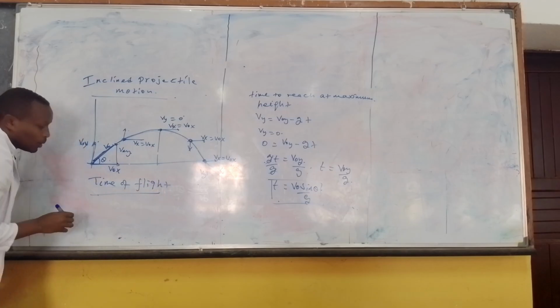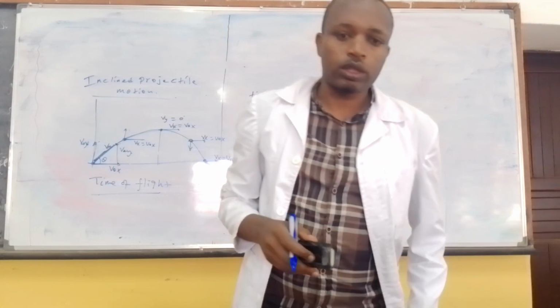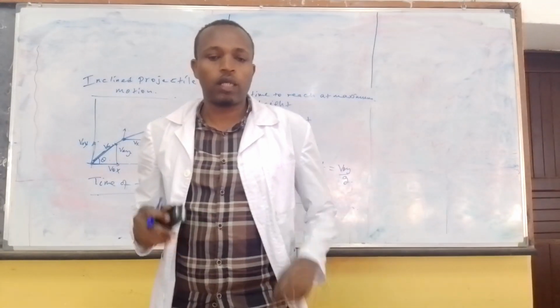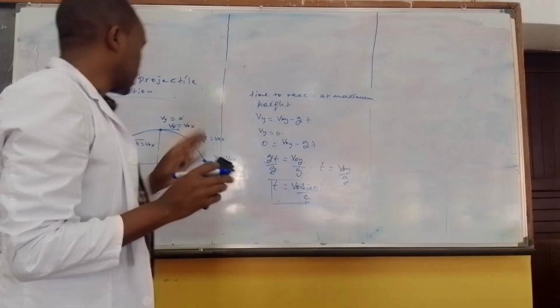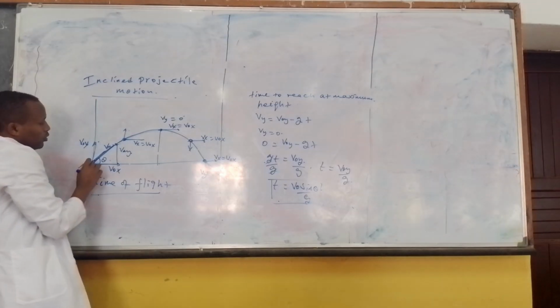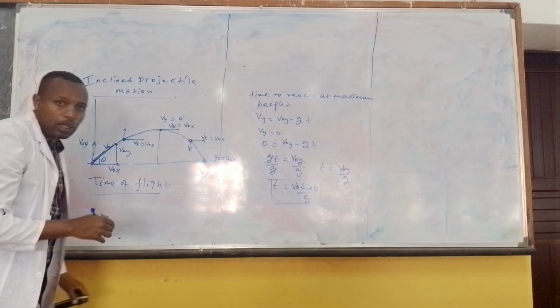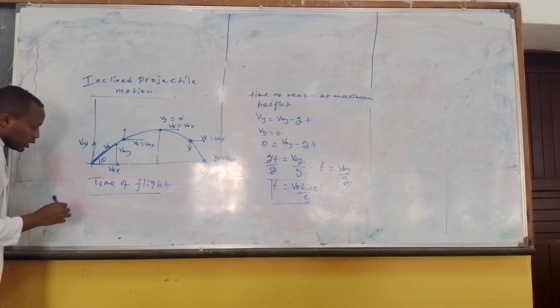What is time of flight? Time of flight is the total time for which the projectile remains in flight. It is the total time the projectile stays in the air.